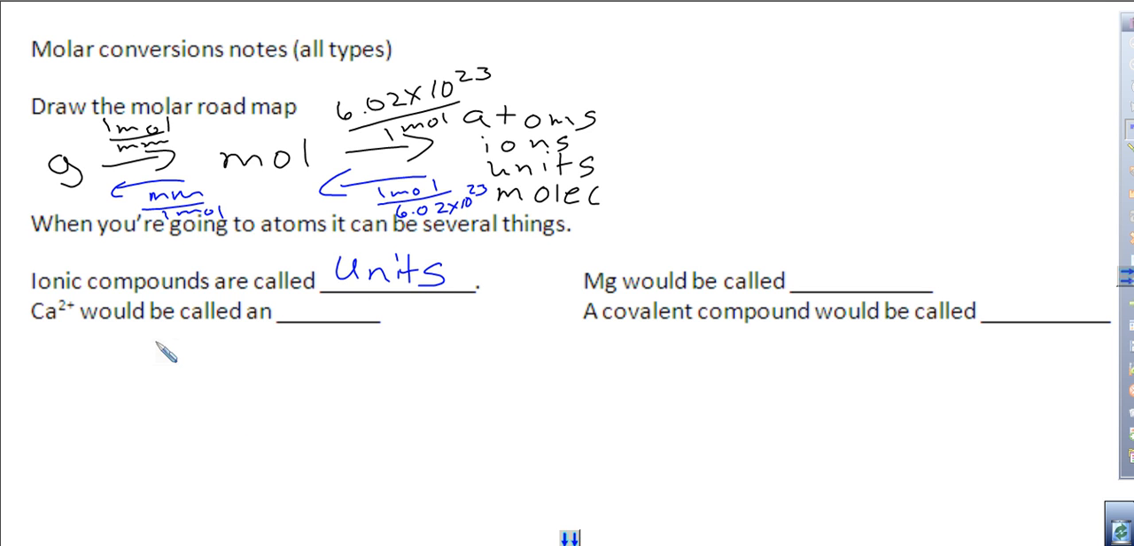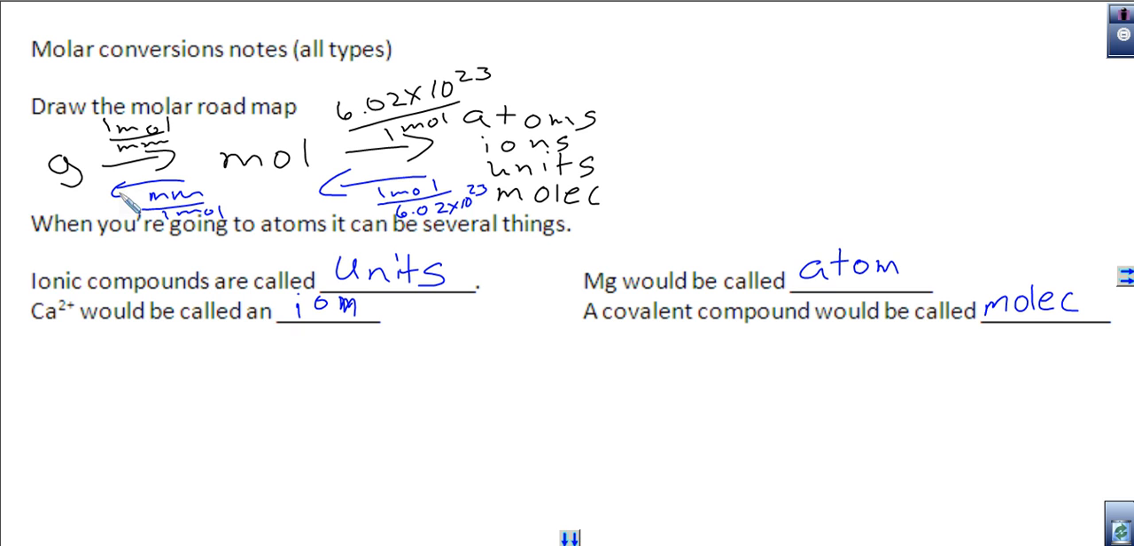Ca2 plus would be a what? Say again? Ion. Mg just by itself would be a what? Atom. And covalent compound? Molecules. Alright, so that's the answers to the top part.